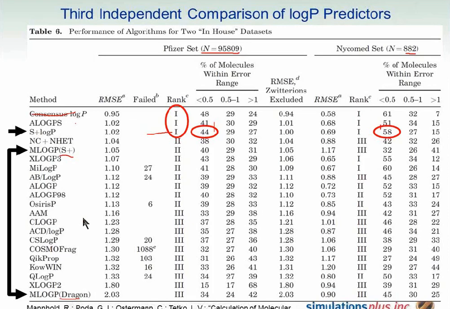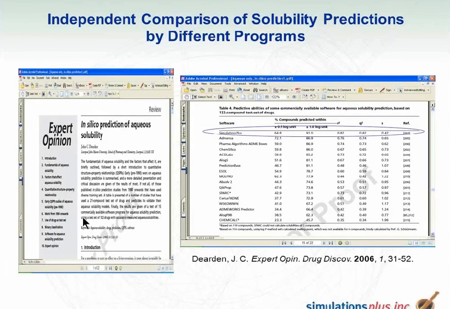Then the fourth comparison here is for solubility. This was from Dearden's article in 2006, where they compared Simulations Plus and a number of other modeling packages. And again, we came out on top for solubility, which is a difficult physicochemical property to predict.